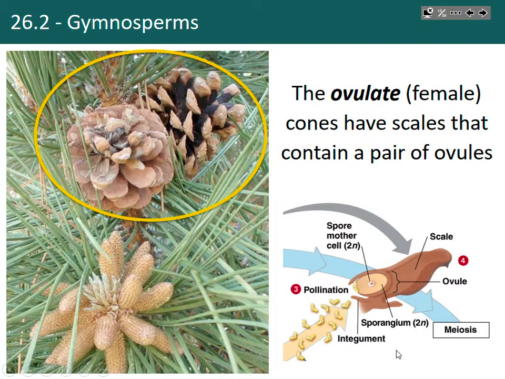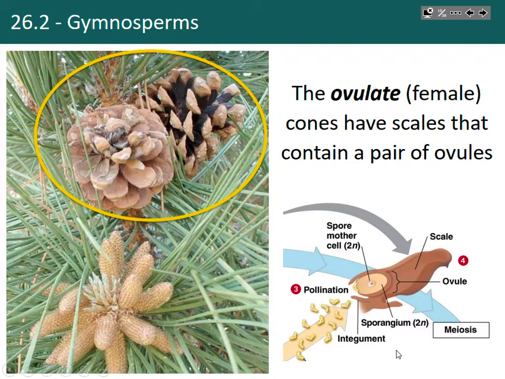Here we can see the ovulate cones and the pollen cones right next to each other. The ovulate cones have scales that contain a pair of ovules. If you look at a cone and pull back the scale, at the base of it there are two little grooves for each one of these individual brown scales. Those two little grooves are where the two ovules originally developed, and those two ovules will become two separate seeds.